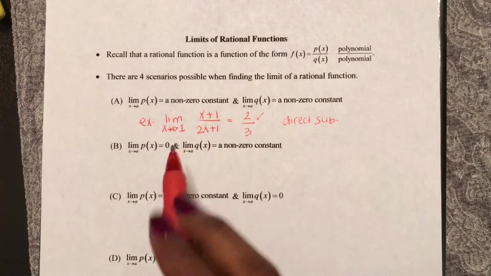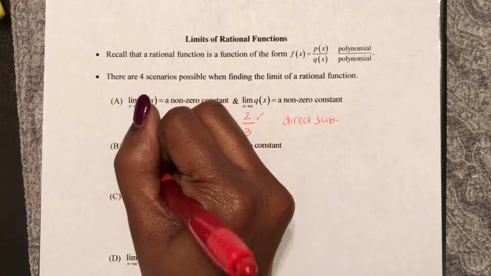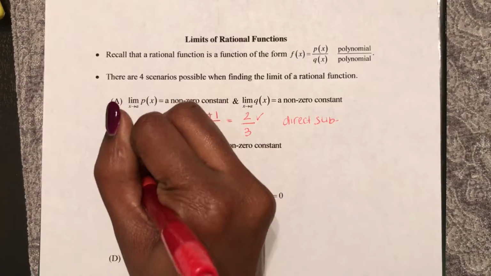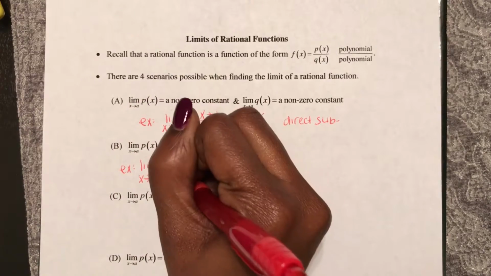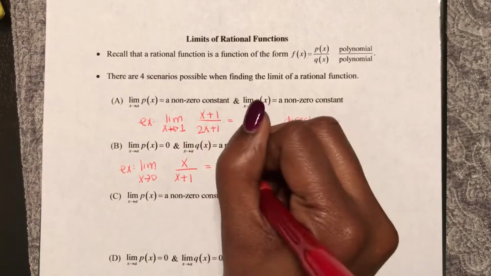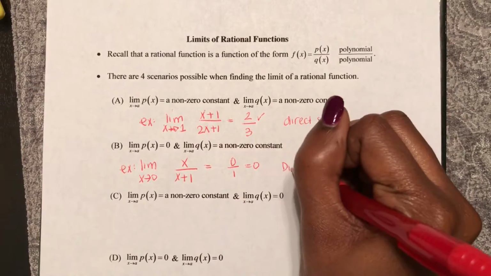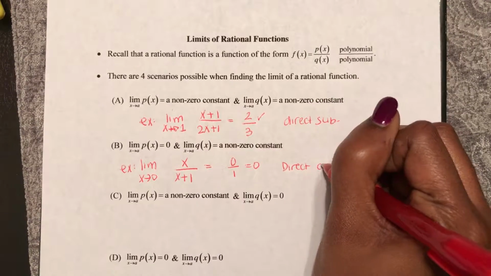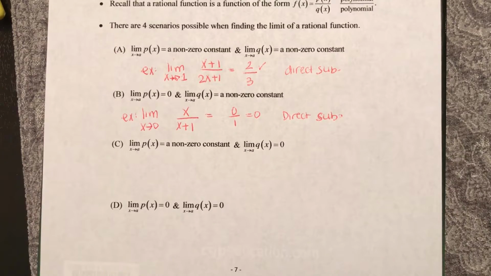So here in this problem, the numerator is 0 and the denominator is a non-zero constant. So an example would be the limit as x approaches 0 of x over x plus 1. If I do direct substitution, I get 0 over 1, which is 0. So once again, you can do direct substitution for those types of problems. Now this is where it gets a little bit more crazy.